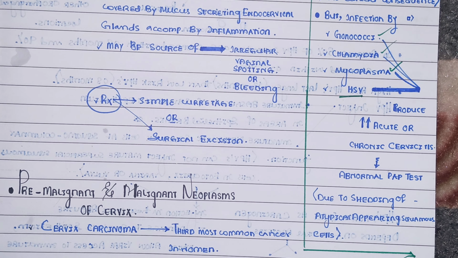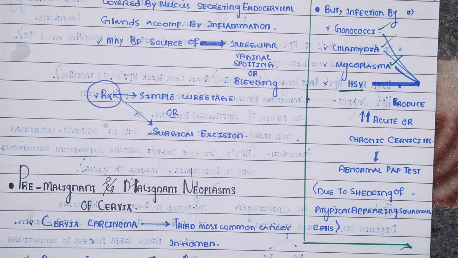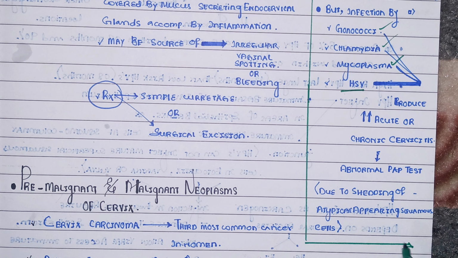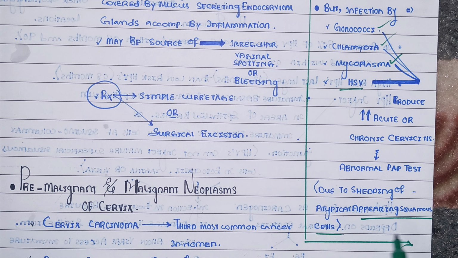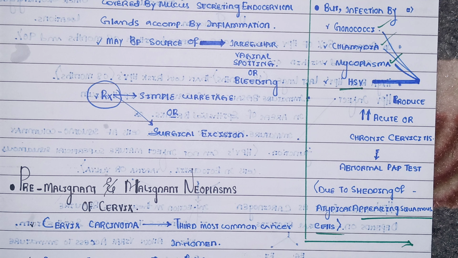And when you perform the PAP test, this will give you the abnormal results due to the shedding of the atypically appearing squamous cells. You now understand this, beta? What did I say to you?